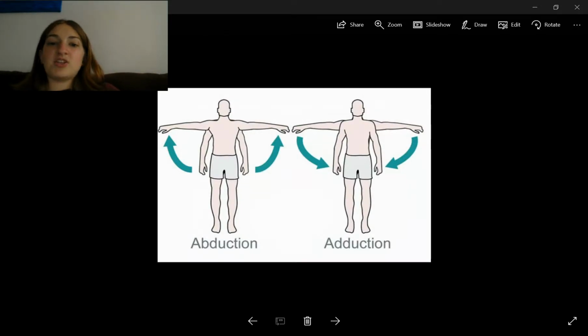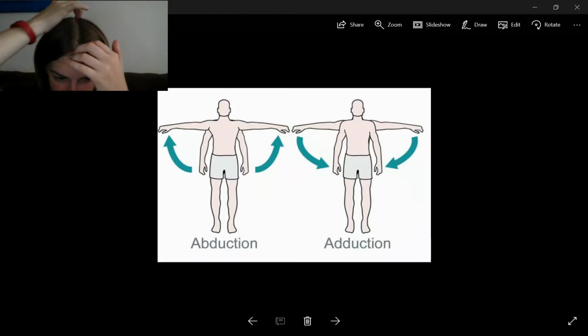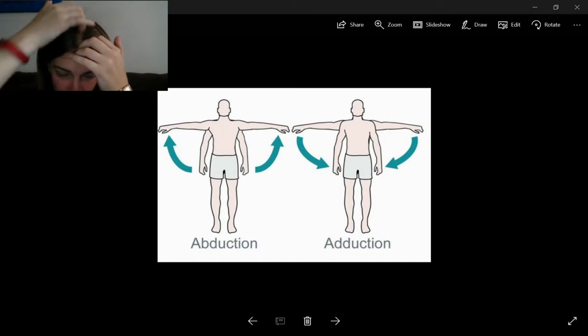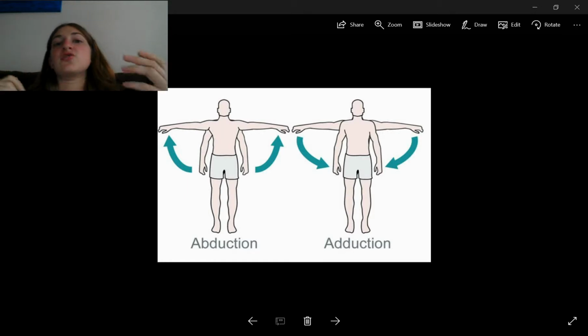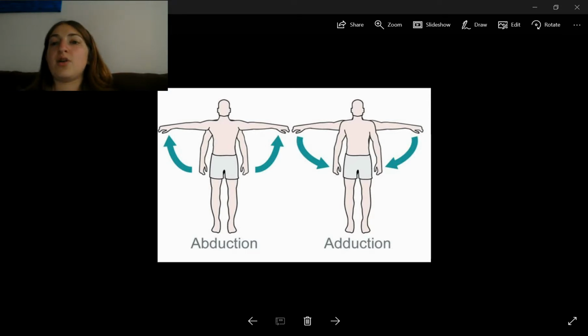So abduction is basically a movement of a body part away from the sagittal plane. If it helps to understand, there's this suture on the cranium, the sagittal crest. It's basically the top of the head. So abduction means you're moving a body part away from that.